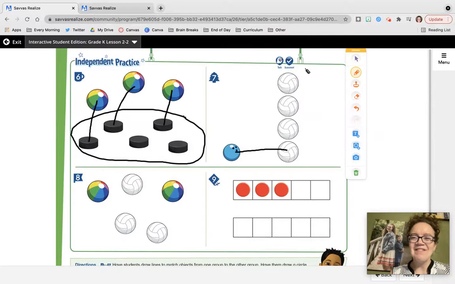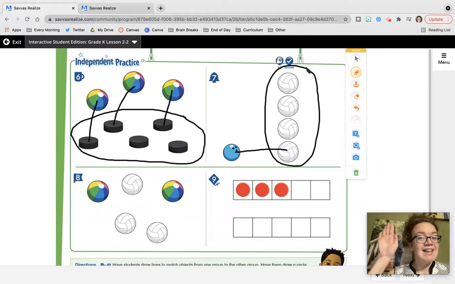We're going to circle the volleyballs. And how do we use our math terms? Our mathematicians, how do we say this? The volleyballs are, raise your hand. The volleyballs are greater than the bowling balls. Nice work.